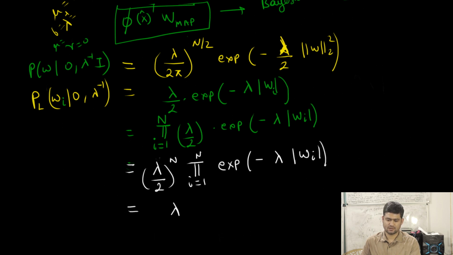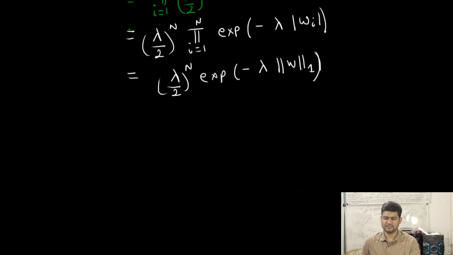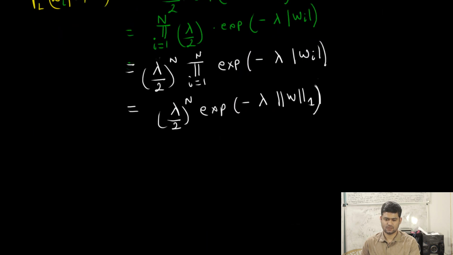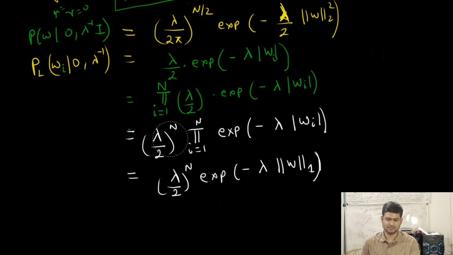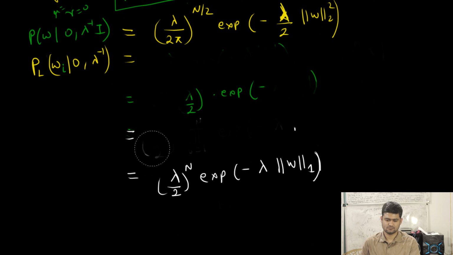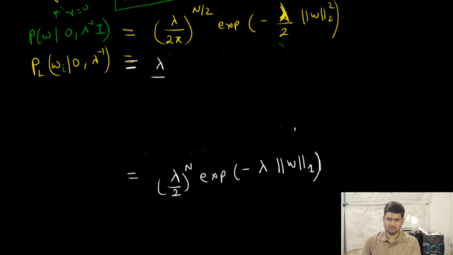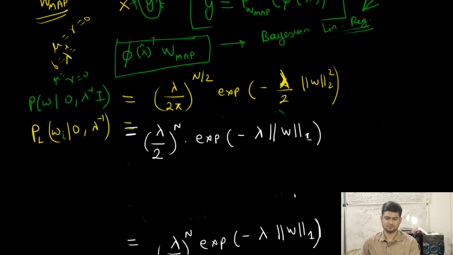Which is equal to lambda over 2 to the power n times exp of lambda times the L1 norm, right? So we can simplify both the equations. So we can erase all this to write it simply as: this is equal to lambda over 2 to the power n times exp of lambda times L1 norm. So now we can compute the posterior.